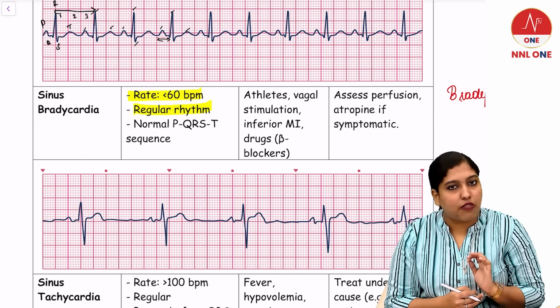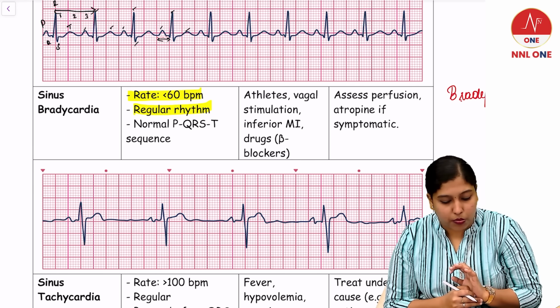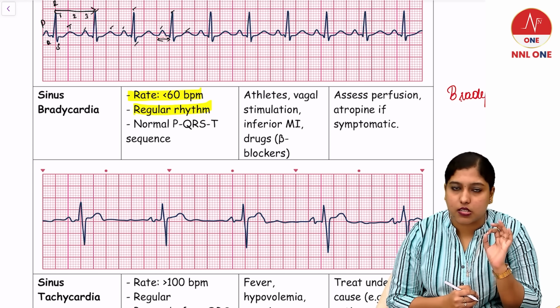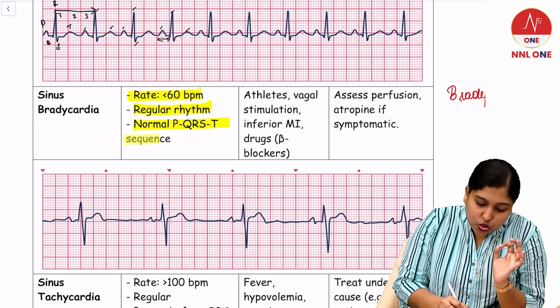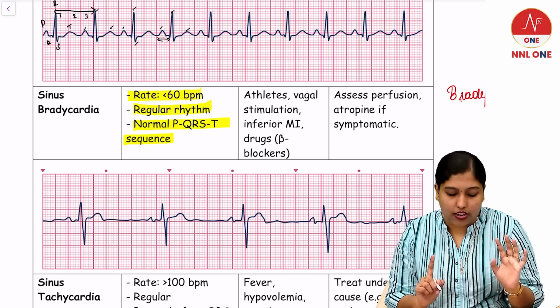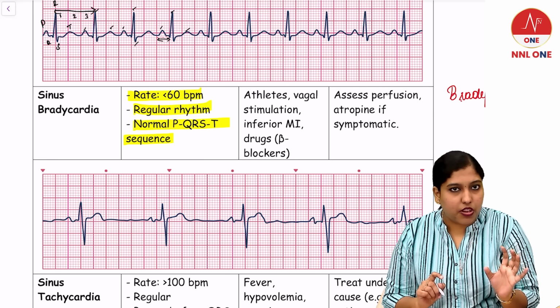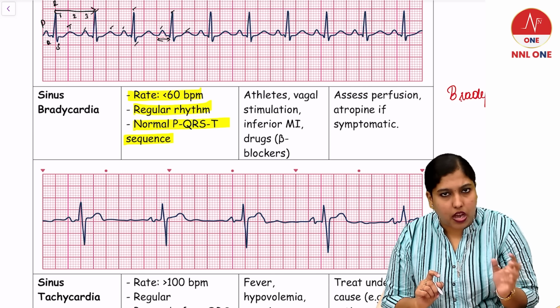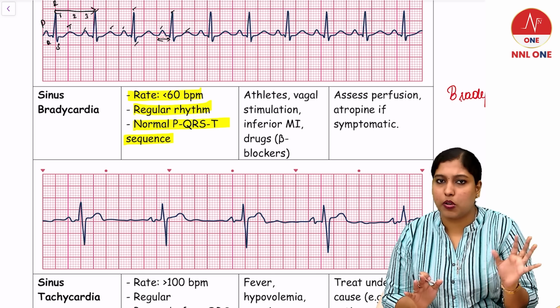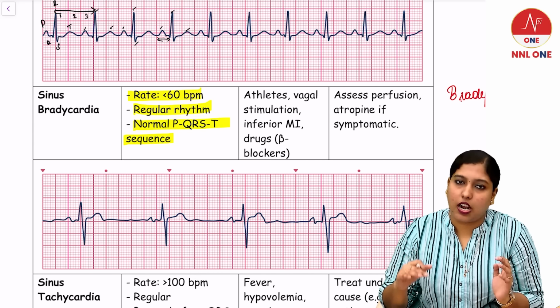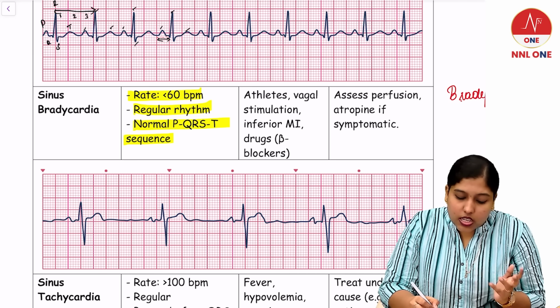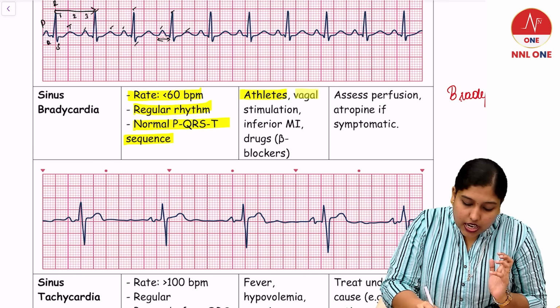Each P wave will have its own QRS complex. Everything will be normal, but the heart rate is reduced, which is less than 60 beats per minute. So there is no alteration in the normal PQRST sequence. The P wave will have its QRS complex, the PR interval will be normal, the QRS complex will be normal, but the impulses are fewer, which means the heart rate is less. So this happens in athletes and with vagal stimulation.